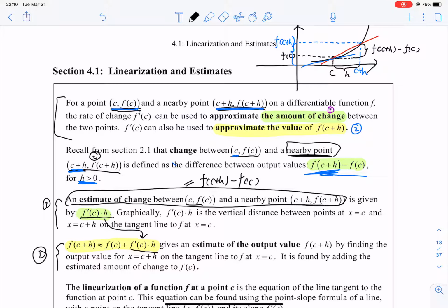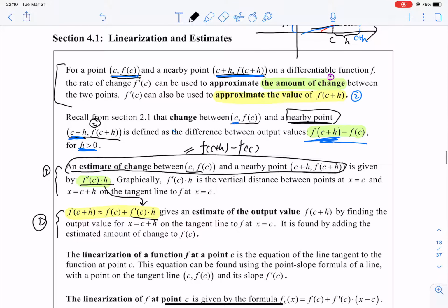So now we answer the second question. This formula gives an estimate of the output value f of c plus h by finding the output value for x equals c plus h on the tangent line to f at point C. It is found by adding the estimated amount of change to f of c.